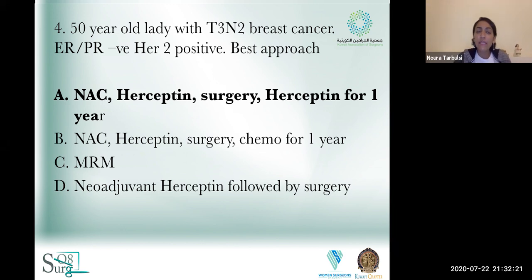50-year-old lady with T3N2 disease. She is ER/PR negative, HER2 positive. What's the best approach? Neoadjuvant chemo followed with Herceptin, followed by surgery, followed by Herceptin for 1 year. Neoadjuvant chemo, Herceptin, surgery, chemo for 1 year. Modified radical mastectomy, neoadjuvant Herceptin followed by surgery. End the poll in 30 seconds. Okay, and we'll take a look at the questions.